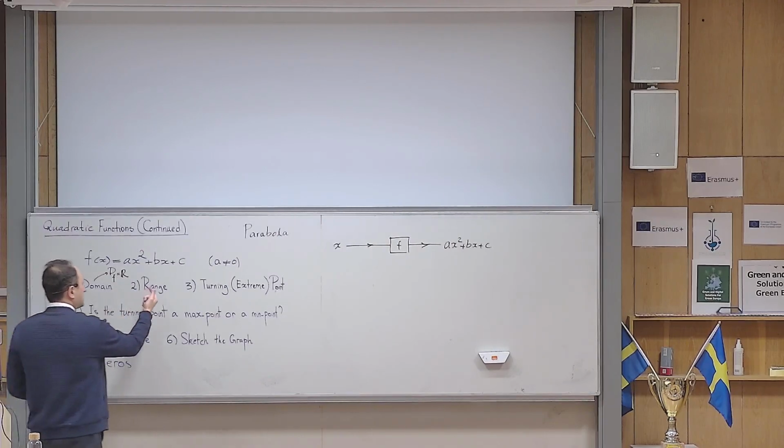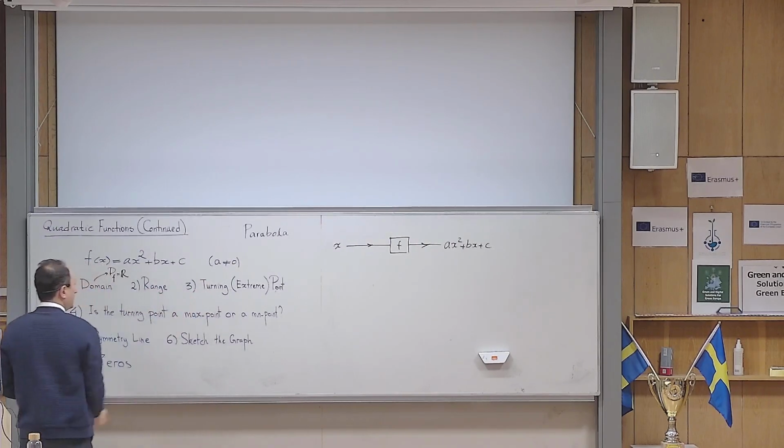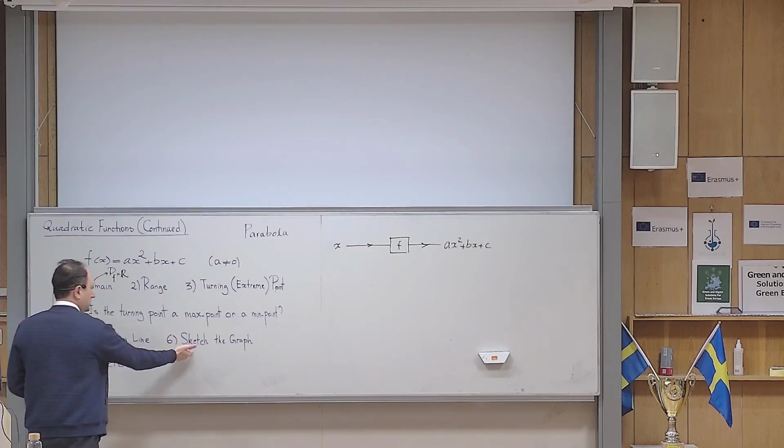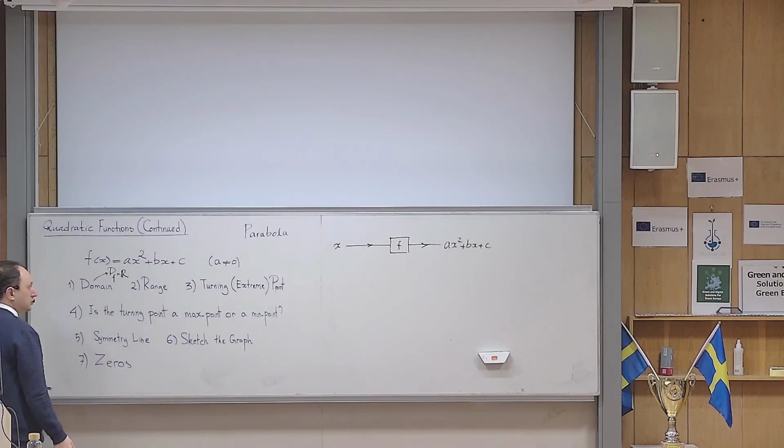But in order to answer the range, turning point, is it a maximum or a minimum, symmetry line, sketching, we have to know this method that I want to describe. We started yesterday, and that's the completing square method again. But for zeros, the answer is also the same. This is the only time that you have a relation between this function and the quadratic equation.